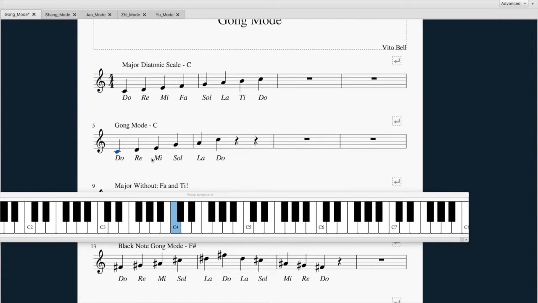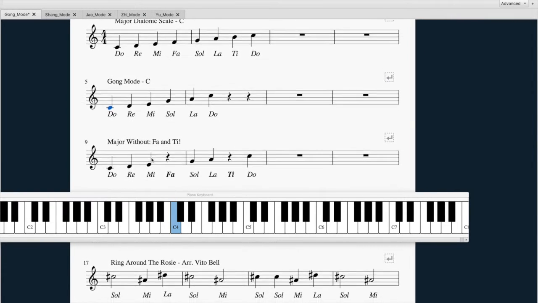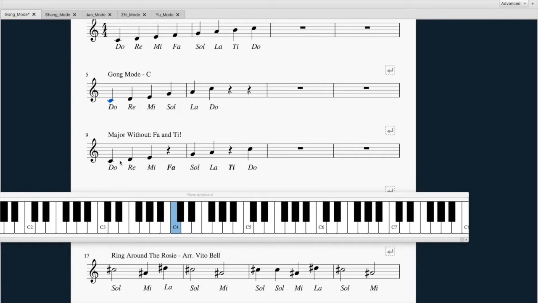All right, so visualizing that down here, you can see we have 1, 2, 3, 4 missing, 5, 6, 7 missing, and 8. Skip, skip. All right, I think this is a really great way to simplify Gong Mode and all of the following modes we will be talking about in these videos.